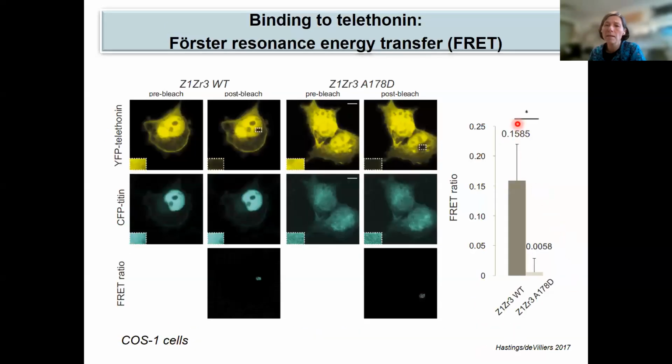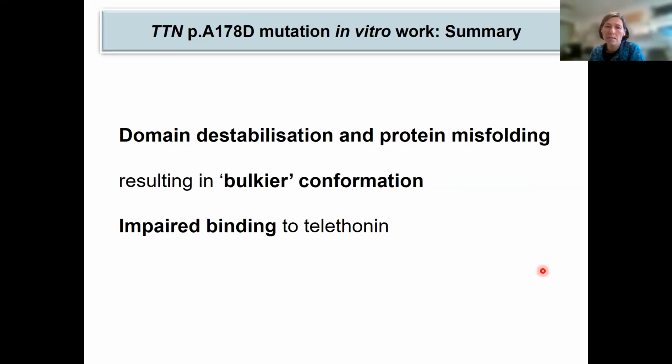And shown here, this works really well with a pair of titin teletonin if it's titin wild type, and you get a strong FRET signal indicating interaction of both proteins. But if you introduce the mutation, you completely abolish this binding. So the take-home message from these in vitro experiments was that there is evidence of domain destabilization and protein misfolding, resulting in an overall bulkier conformation of the titin and definitely impaired binding to teletonin.